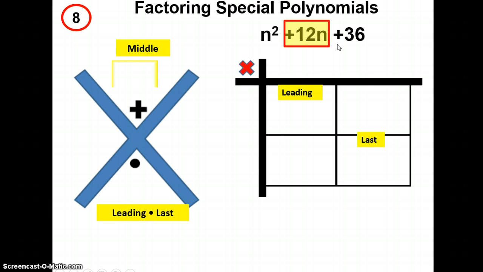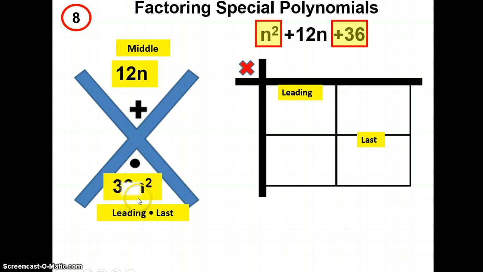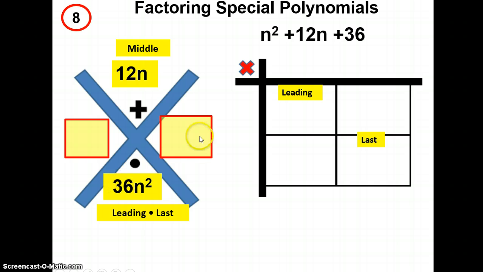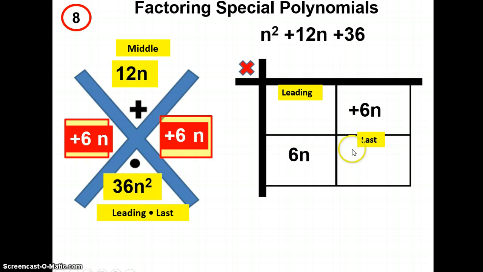Our middle term goes in the middle. First times my last, 36n squared. What two numbers multiply to get me 36 but add to get me 12? 6 and 6. The same. Interesting. So I have 6n, 6n, n squared, negative 36, so my leading and my last.